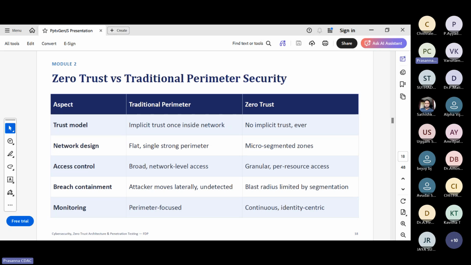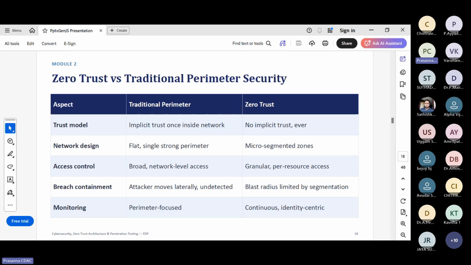The network design: as I mentioned, there is a large, flat single subnet where 65,000 systems can speak with each other. But here it is segmented. Each one is in a small group. Even if one group gets compromised, only that group gets infected.